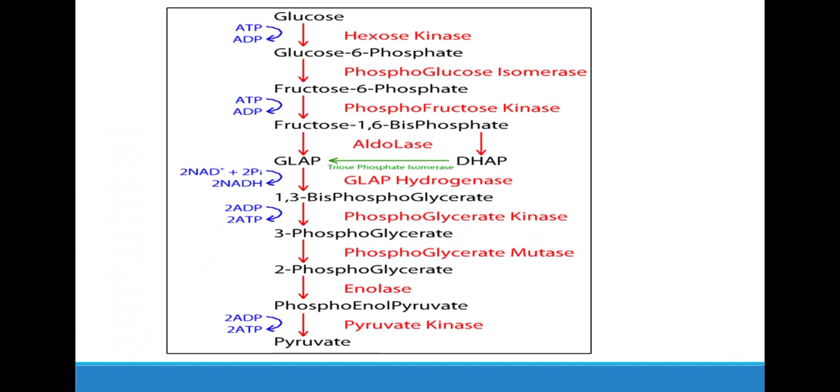In this slide, we see all the steps of glycolysis from glucose to the last product, pyruvate. Here we can also see all the types of enzymes which are involved in glycolysis.